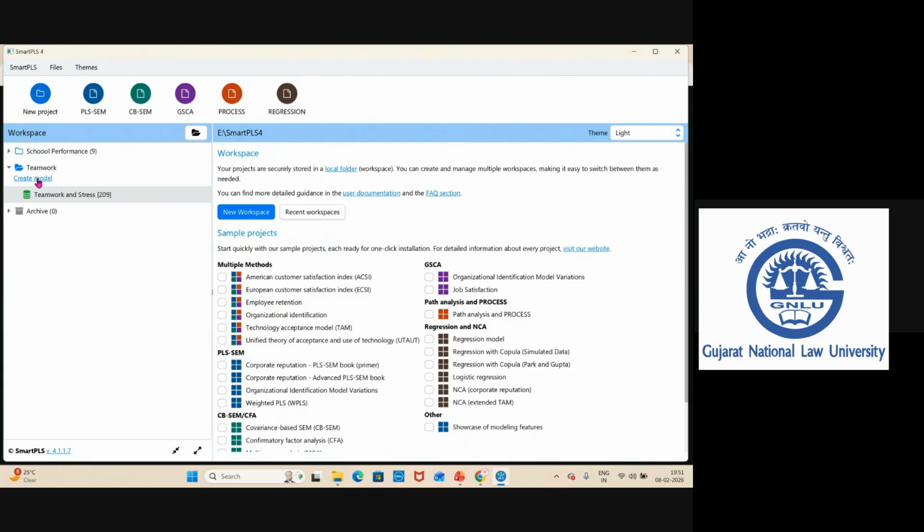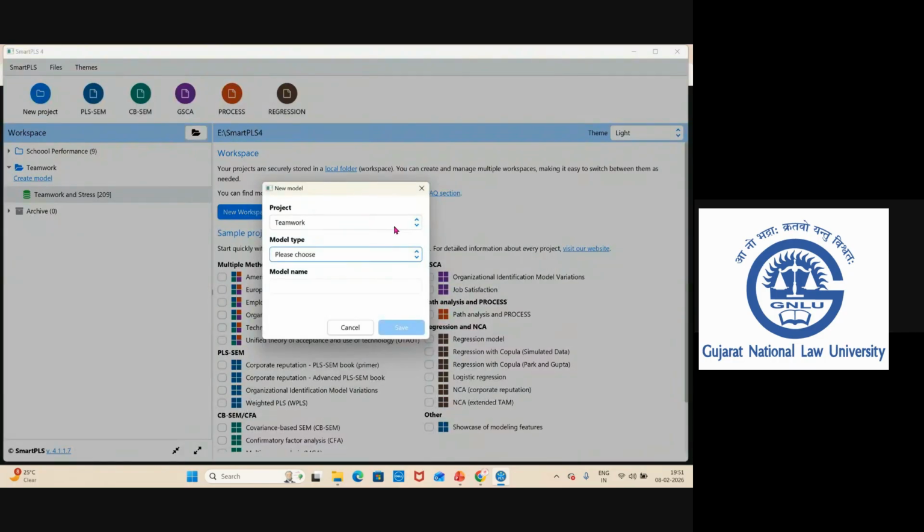Now just click on create model. Now we are going to create the model. In order to create the model, just give the name, the model type as PLS-SEM, and choose what kind of model you are going to create. Here again, as we are going to check it, let me give the name measurement model.